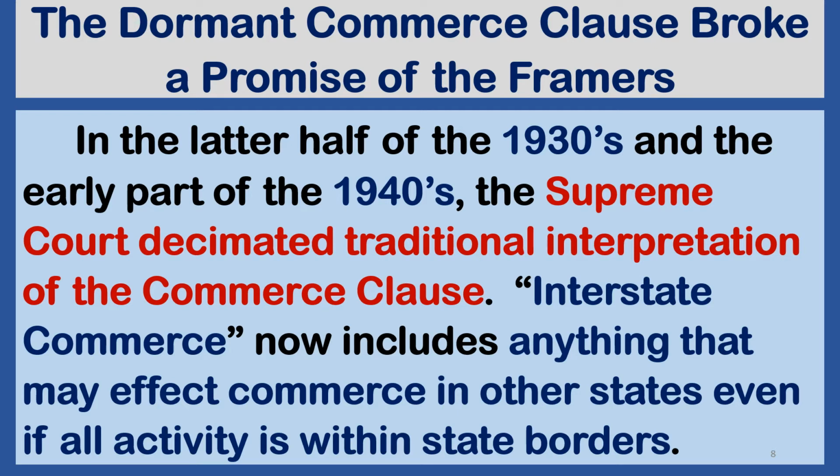Then what happened is there was a lot of pressure for a social safety net and other things, and as a result of that, in the latter half of the 1930s and early part of the 1940s, the Supreme Court completely changed the traditional interpretation of the Commerce Clause. And now, interstate commerce includes anything that may affect commerce in other states, even if all activity is within state borders. This drastically expanded federal power into local matters.